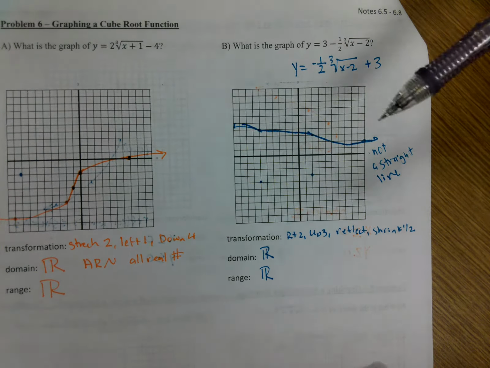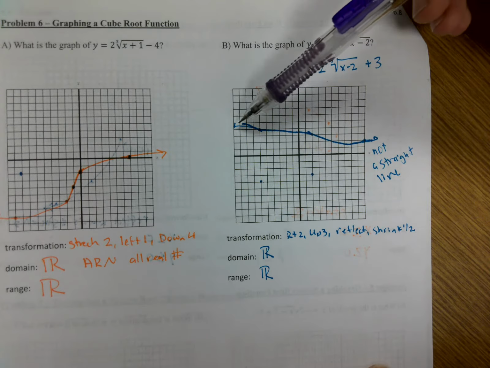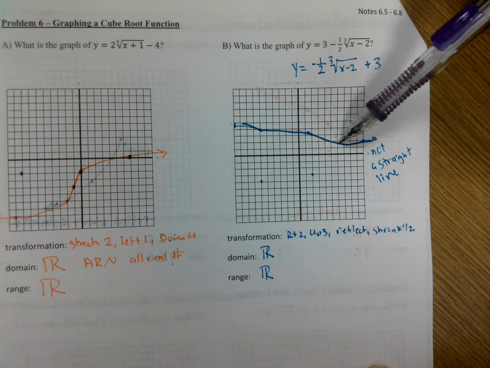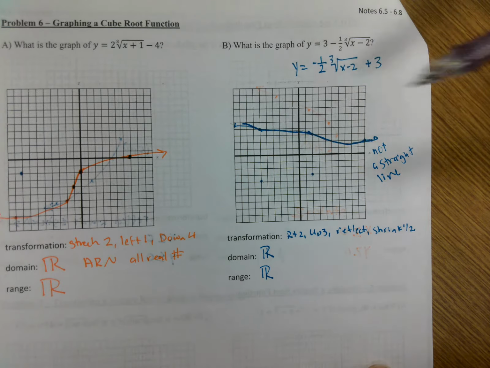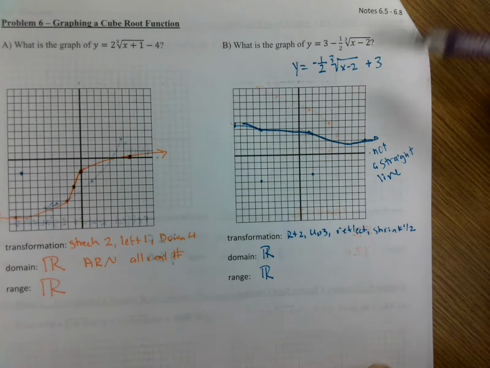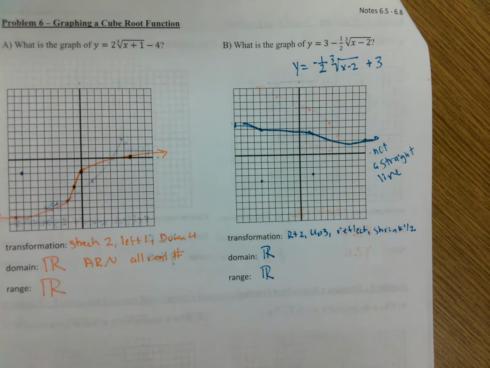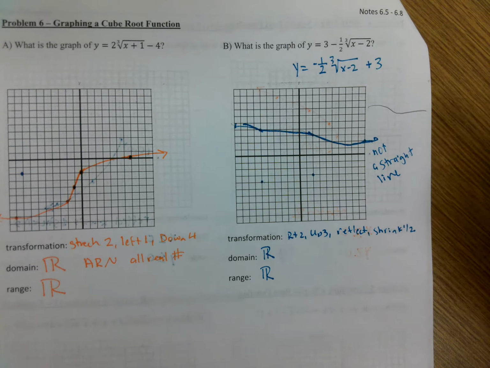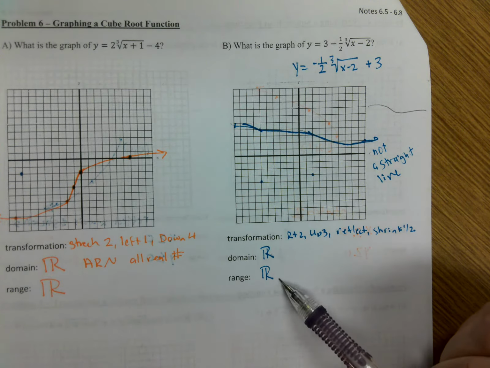So this is not supposed to look like a straight line. It should have a curve, but because of that 1/2 right there, it makes it really skinny. So you could plug it into your calculator and graph it too. It should kind of have a little curve like that. But still all real numbers and all real numbers.